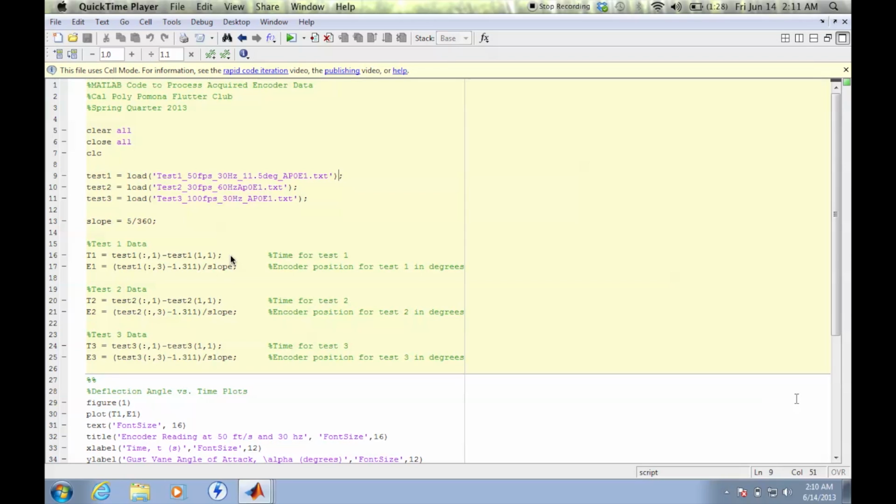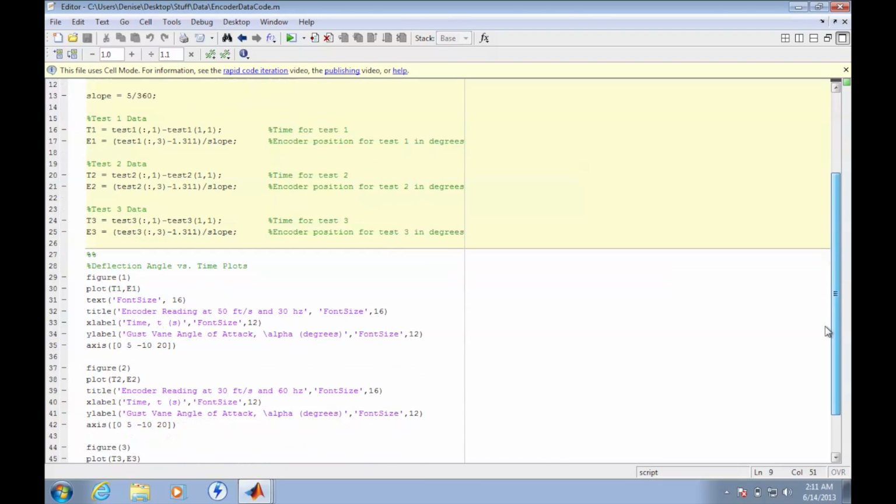The encoder signals were converted to position by subtracting the measured voltage by an initial voltage recorded at a 0 degree deflection angle, and then dividing by the slope. This calibration allows the encoder to record accurate voltages. Now we are ready to analyze the data by plotting deflection angle versus time.